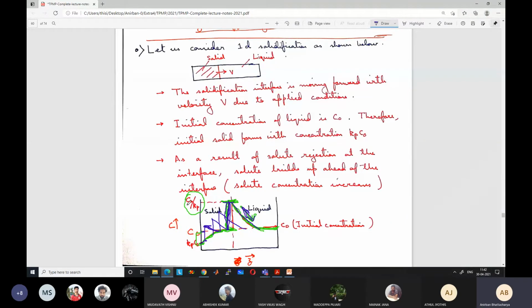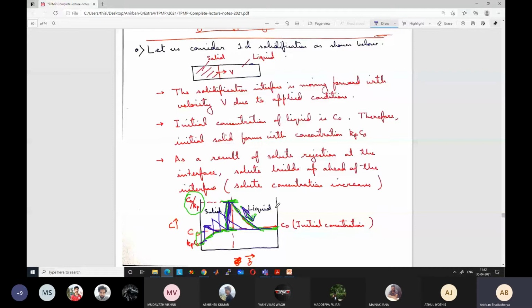Towards the end, there is no space for diffusion to occur. So the concentration will again start building up. At the end, the concentration in the liquid will go up, and as a consequence, the concentration in the solid will also go up. So the final concentration will look something like that.